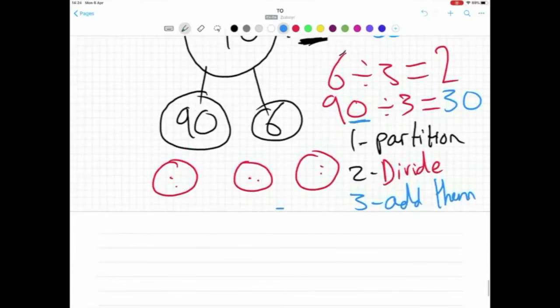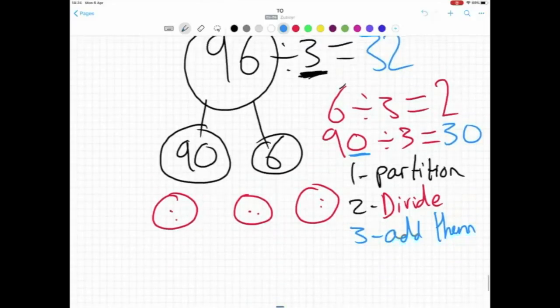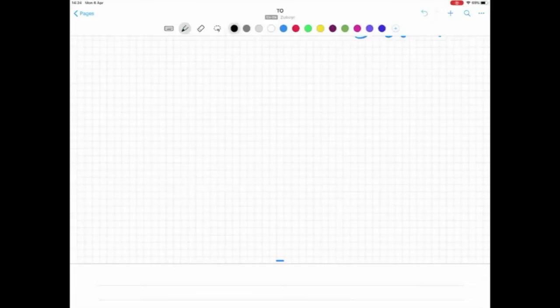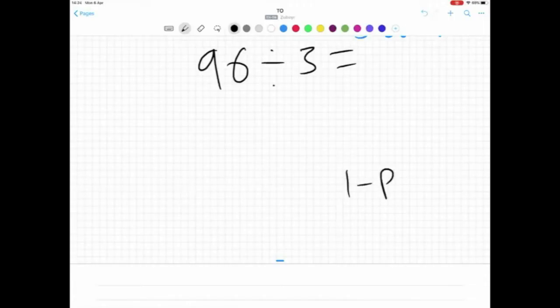Now, I'm going to do this question a slightly different way. So the question was 96 divided by 3. Okay? We're going to use the same method, partition. But the way you partition it here is really important.